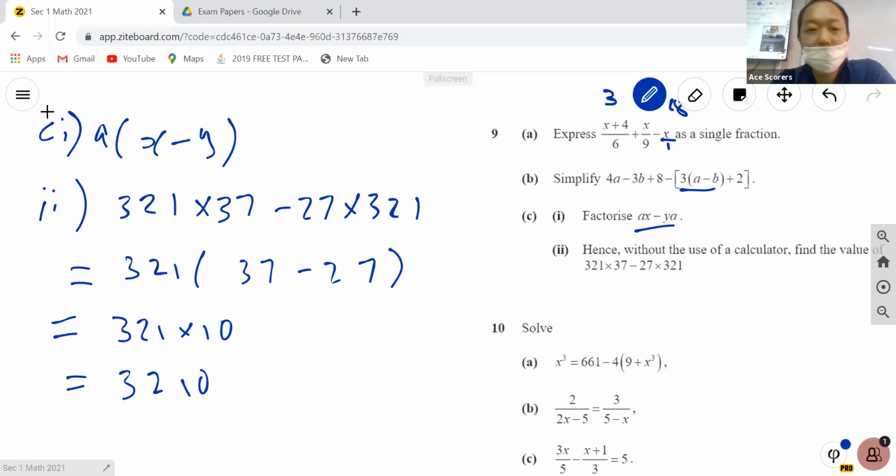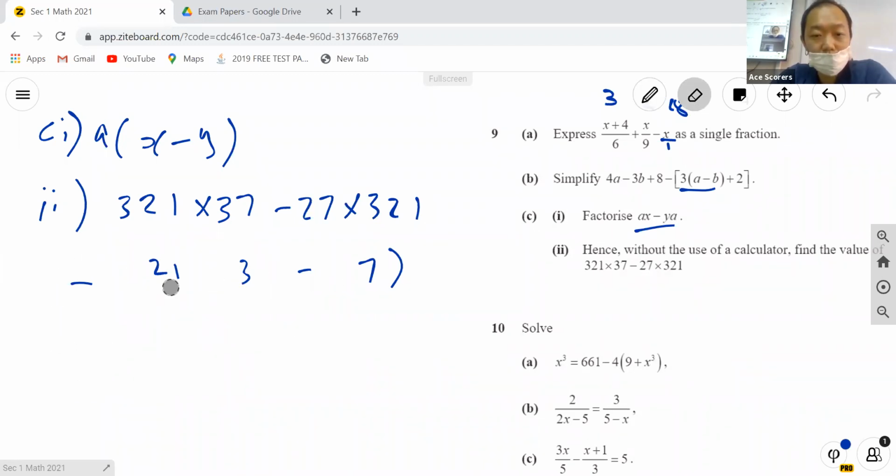Correct. Okay, good. So question 9 was your basic algebra pattern. Stuff you need to do. You need to know how to do all this by the time you are June or Sec 1. You're now not newbies anymore. Very soon you'll be Sec 2, 6 months time. Okay, moving on. Next.